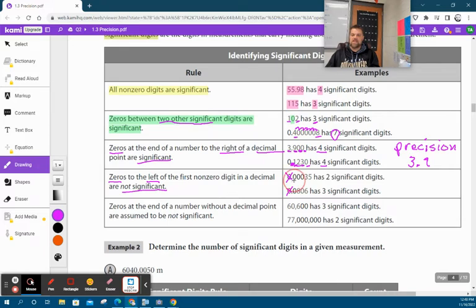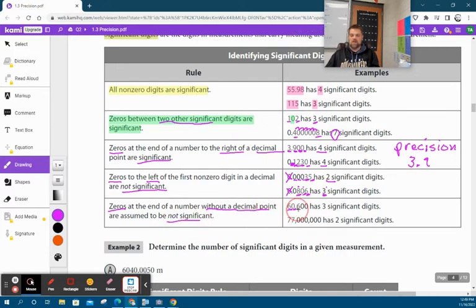So they're saying that this has 2 significant figures because this is a non-zero, this is a non-zero. They're saying that this has 3 significant figures because all 3 of those are. This is a non-zero, but I have a 0 in between another non-zero, so you count all 3. Zeros at the end of the number without a decimal point are not significant.